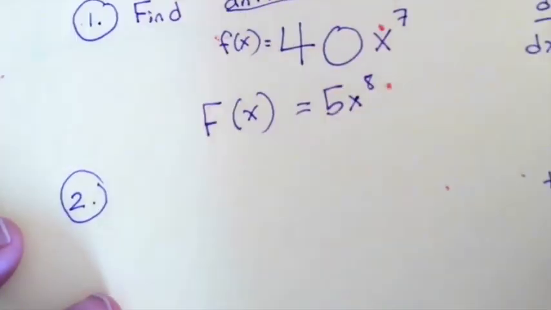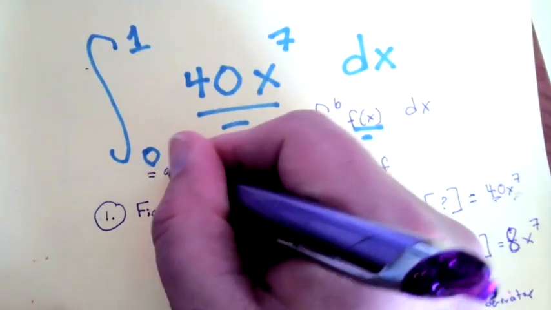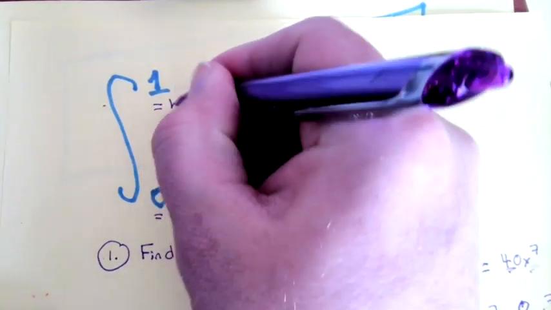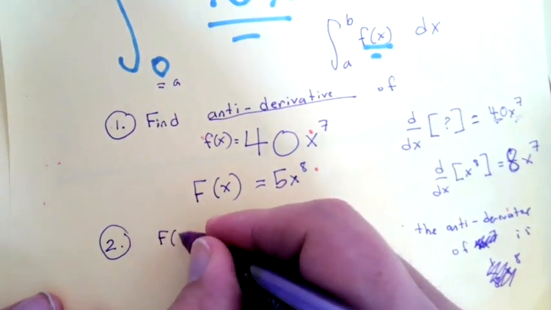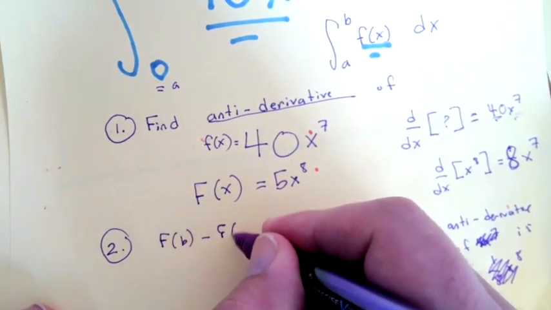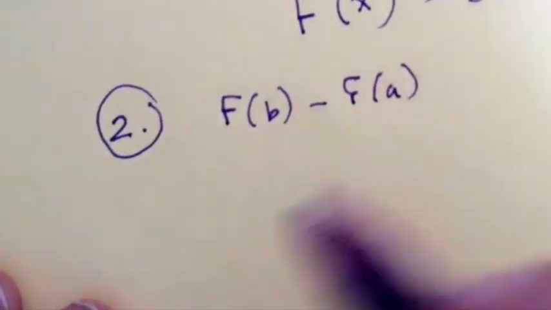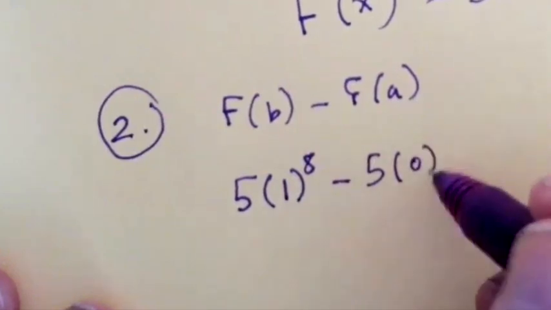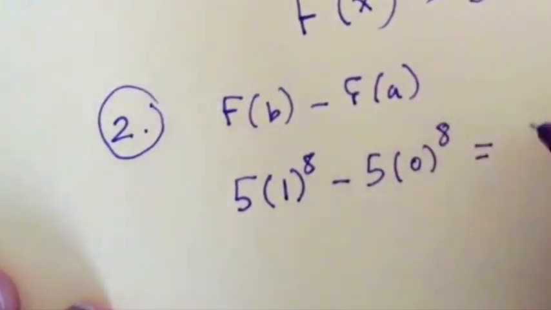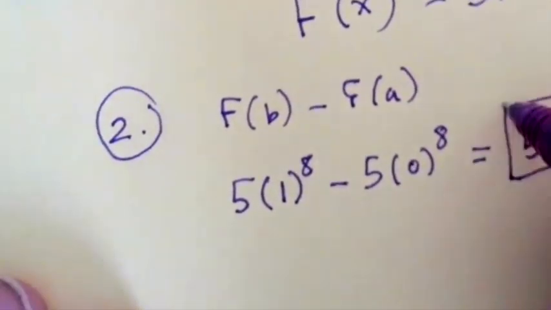That's the hard part. From here, we're going to take our a and our b values, which are called the limits of integration, and we're going to do big F of b minus big F of a. So for this problem, that would be 5 times 1 to the 8th minus 5 times 0 to the 8th, which simplifies to be just 5.